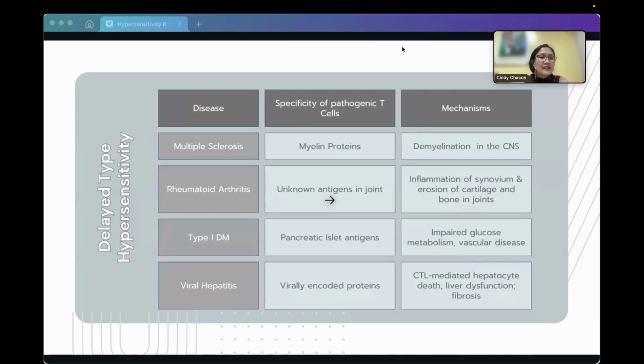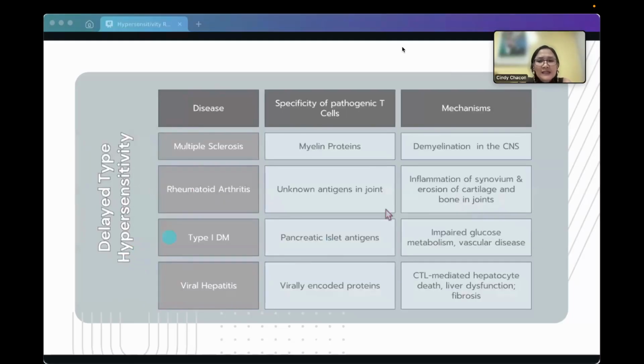These are other examples of your type 4 hypersensitivity reactions. You have your multiple sclerosis, wherein your CD4 T cells target myelin proteins in your CNS. They release cytokines that activate macrophages and microglia, causing demyelination and impaired nerve conduction. This will then lead to weakness, sensory loss, and coordination problems. You have your RA, wherein your autoreactive CD4 T cells in the synovium release cytokines that recruit inflammatory cells, leading to cartilage and bone erosion. Chronic inflammation will produce joint pains, swelling, and deformity.